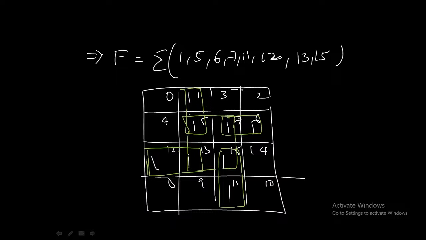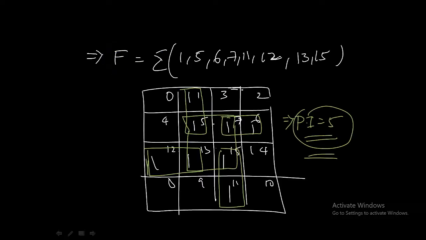There are total 1, 2, 3, 4, 5. So the total prime implicants present here are equal to 5. There are total 5 groups present here. Now let us see essential prime implicants.